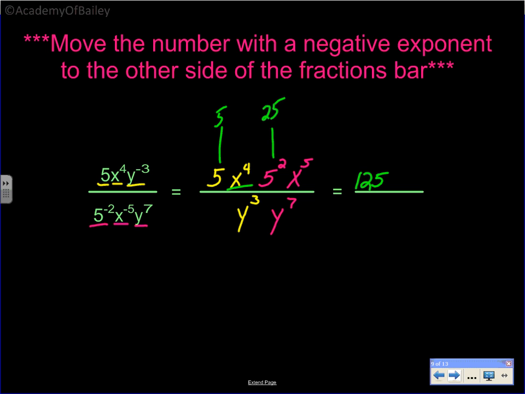Now, x to the 4th and x to the 5th, they have the same base of x. And so if they have the same base and you're multiplying, because all these operations are multiplying, what will you do with those exponents? You will add those exponents. So 4 plus 5 will give you 9.